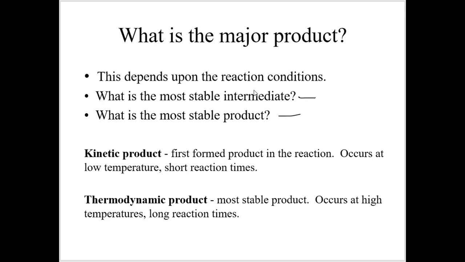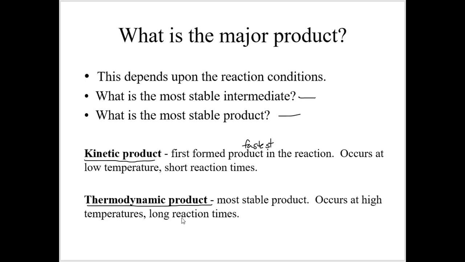So there are two types of products that we get, and these are labeled the kinetic product and the thermodynamic product. The kinetic product is the product that's formed when you have a low temperature, short reaction times. That's the kinetic product. And the kinetic product means it's the first formed product in the reaction. It's the one that's formed the fastest, basically. The thermodynamic product is the most stable product, and it is favored when we do the reaction at high temperatures with long reaction times.